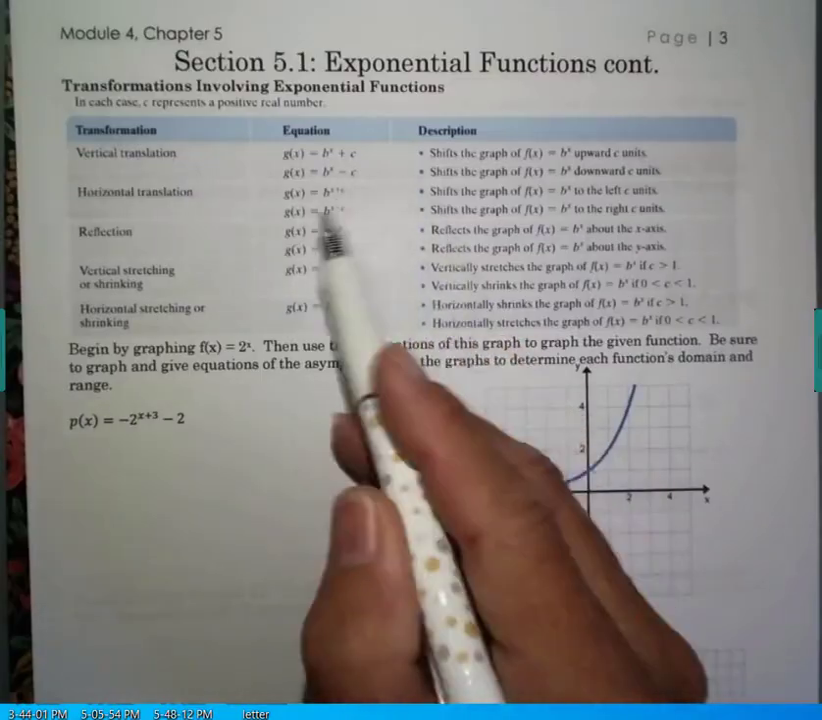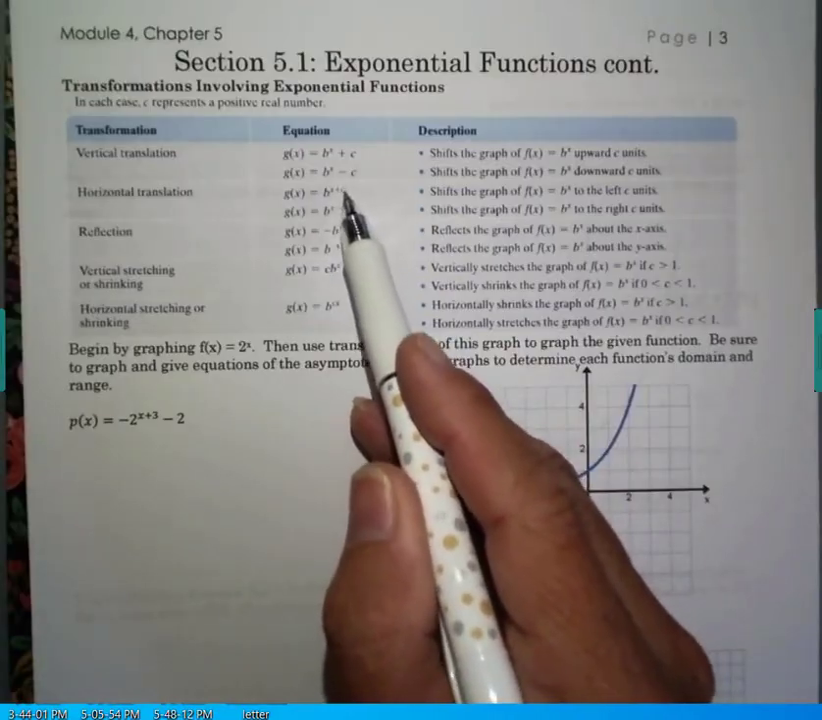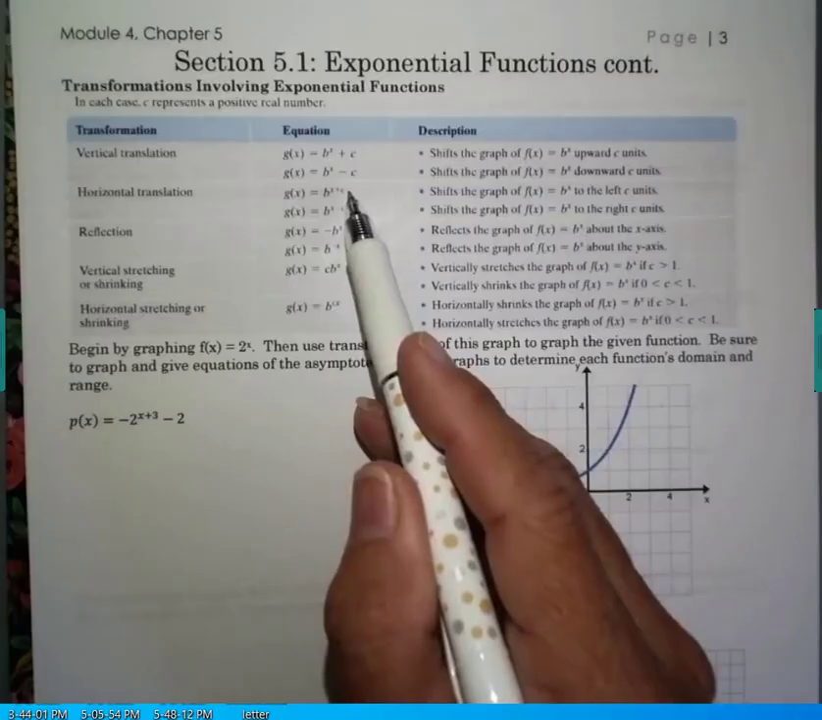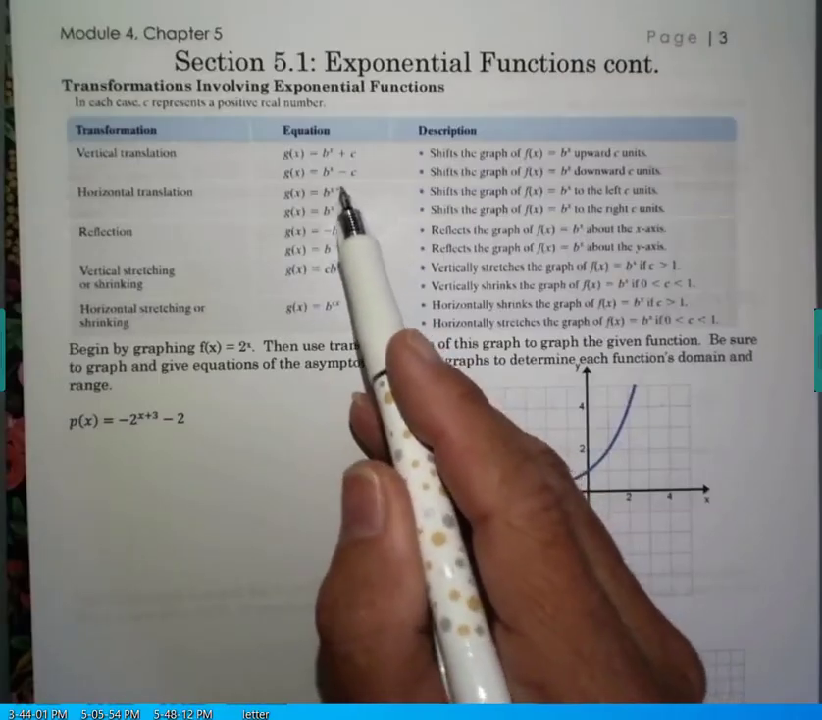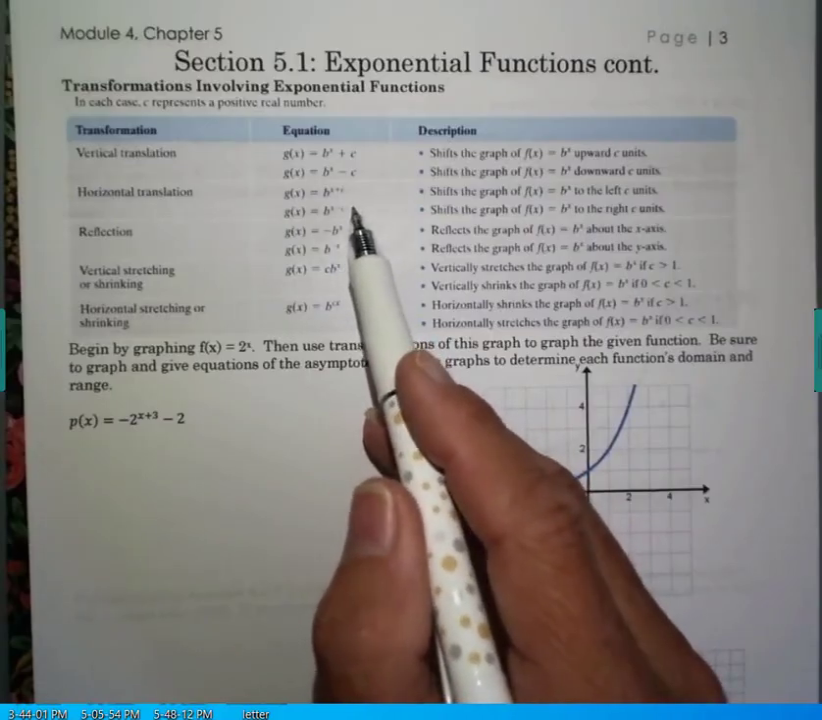Now, what about the right and left shift? Well, that happens as part of the exponent. So if the exponent has a number added or subtracted, if it has it added, it's going to shift to the left, subtracted shifts to the right. That's the one that seems backwards to us, but it's pretty familiar. That's the right and left shift.